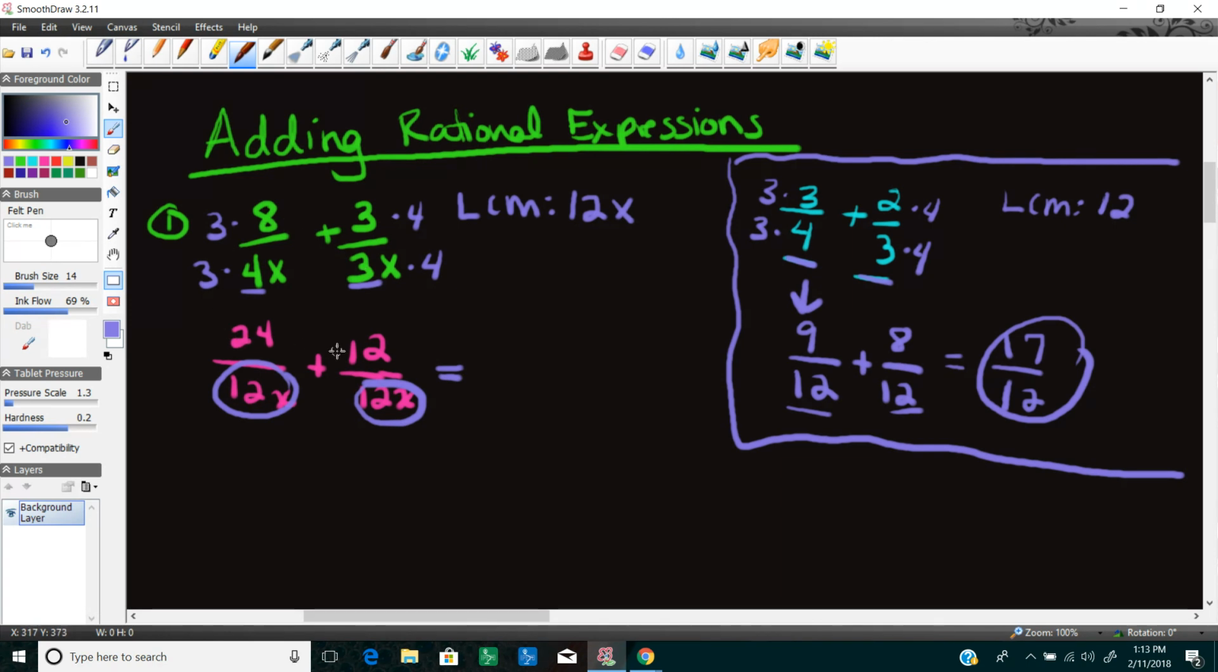So this is going to give us 24 plus 12 is 36 over 12x. And if I can simplify the fraction, I do. In this case, you can see that 36 over 12 is divisible by 12. So 36 divided by 12 is going to be 3. 12 divided by 12 is just 1. Bring down the x. And of course, we don't usually have to write that 1 if we have a term next to it, so we can just erase that. Okay? And so this would be our answer, 3 over x in this case.